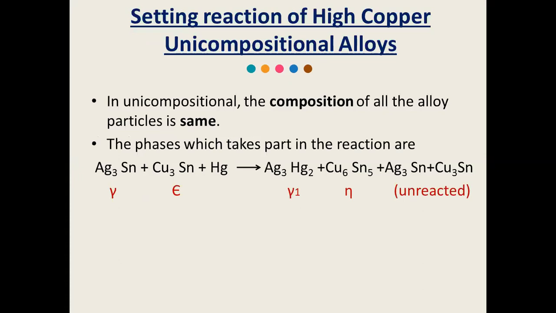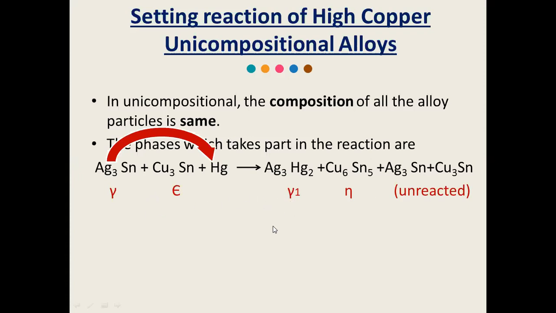Now, the setting reaction here differs a little bit from the admixed alloy. In admixed high copper, we have seen two reactions, but here there is only a single reaction. And how does this reaction differ? When we triturate mercury with the alloy powder, the silver and tin from the silver tin phase dissolve in the mercury, whereas copper dissolves in a very negligible amount from the epsilon phase. So there is first formation of the silver mercury phase, that is gamma 1 phase.